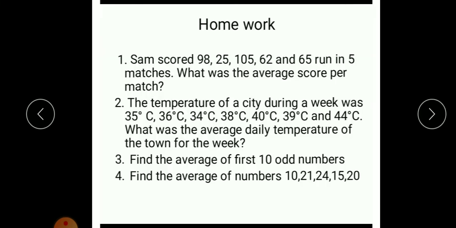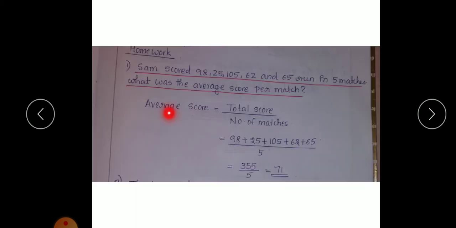So one more question. Sam scored 98, 25, 105, 62 and 65 runs in 5 matches. What was the average score per match? So here scores are given and number of matches are also given. You have to find the average score per match. So average score is equal to total score divided by number of matches. So add these scores, divide it by 5, so that you will get the answer 71.